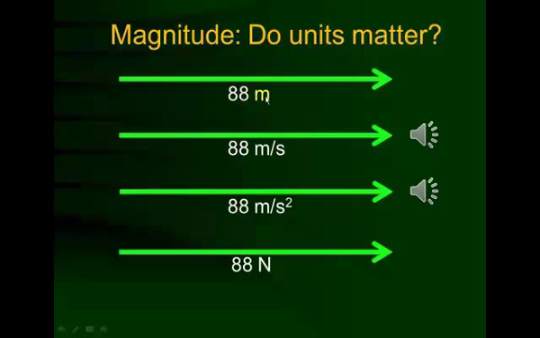88 meters, this is a displacement. It just tells us that we're removed 88 meters from the origin. It doesn't tell us how fast we're going. It doesn't tell us if we're speeding up or slowing down. In contrast, this second vector represents a velocity. And if this was the only velocity throughout the whole problem, then that would be constant velocity.